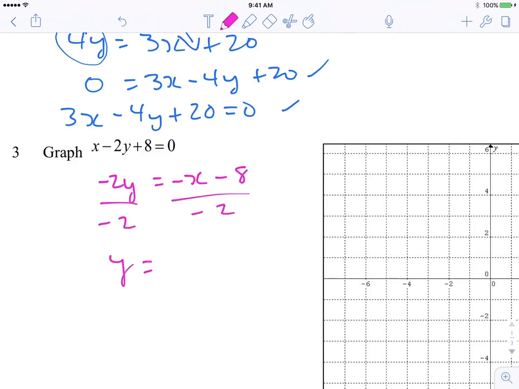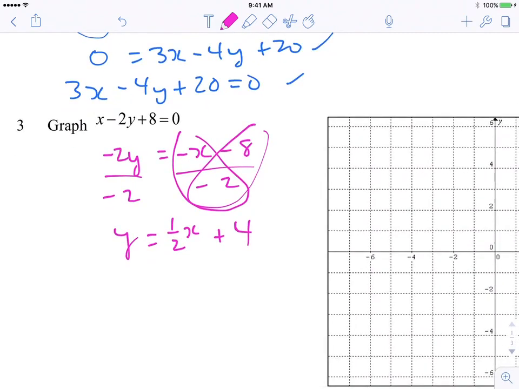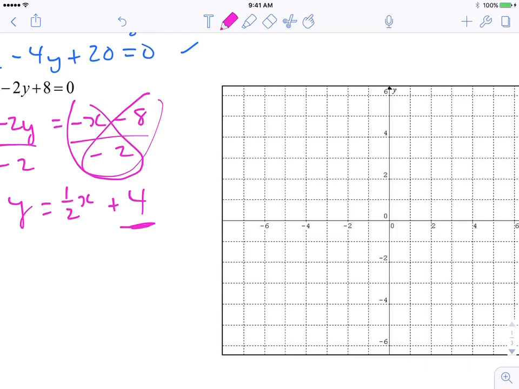Y equal, well, first look at this. What's negative x divided by negative 2? That's really the same thing as saying 1x divided by 2, or 1/2 x. And then negative 8 divided by negative 2 is positive 4. So watch out for the positive there, negative divided by negative. Now we have a starting point, positive 4. So I can mark that here on my graph.